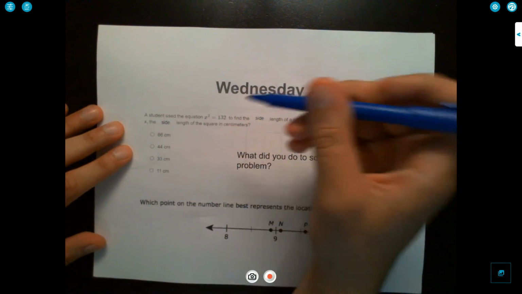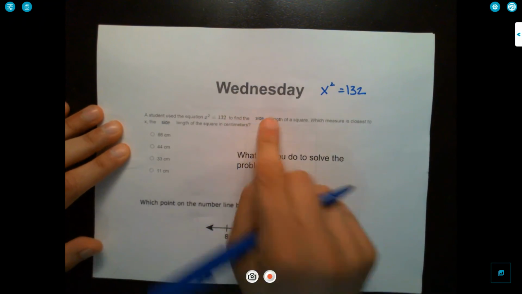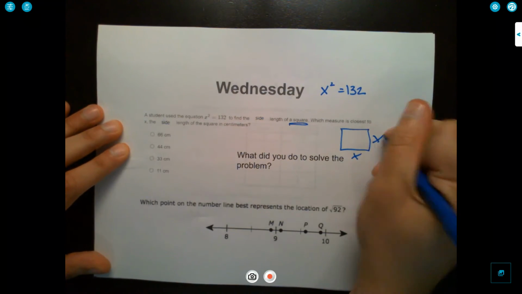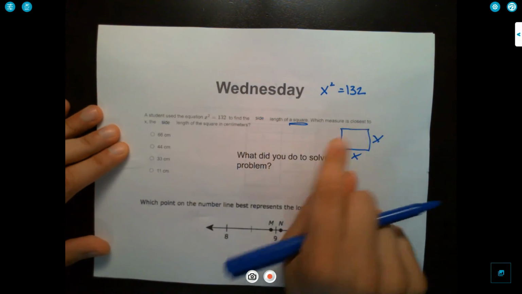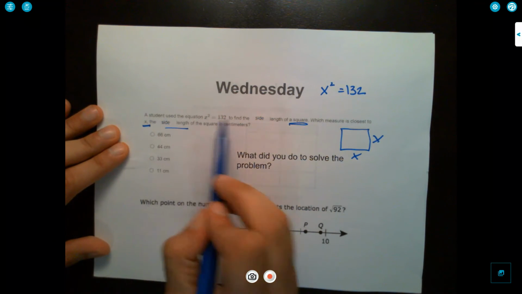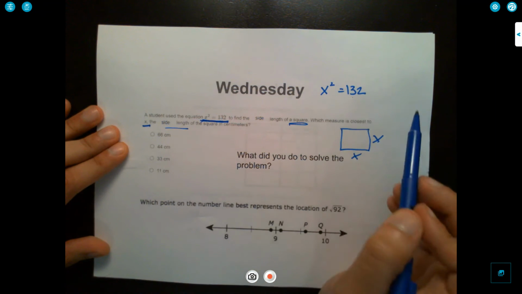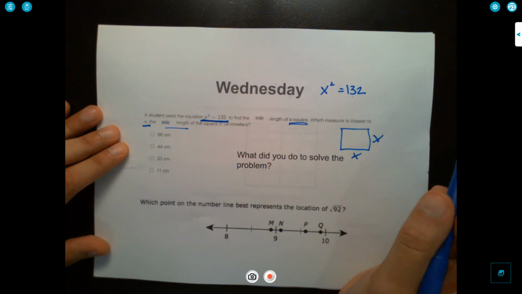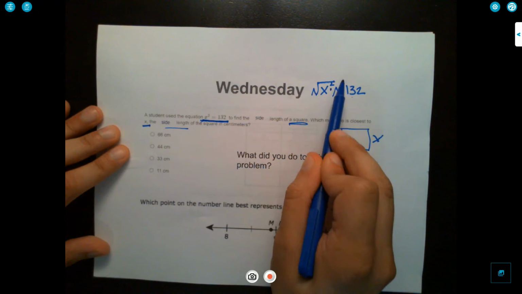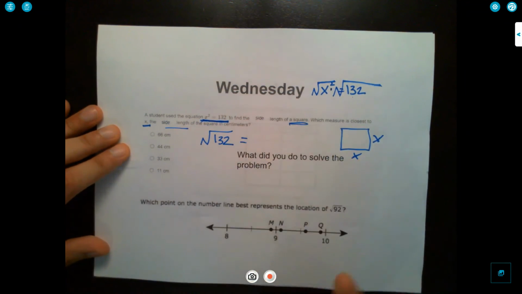This says a student used the equation x squared equals 132 to find the side length of a square. Which measure is closest to x, the side length? We know this is the equation of a square. We know that the area is 132, so to find the side length, we would just go backwards. The inverse operation of x squared would be to take the root. So our answer would be whatever root 132 is.